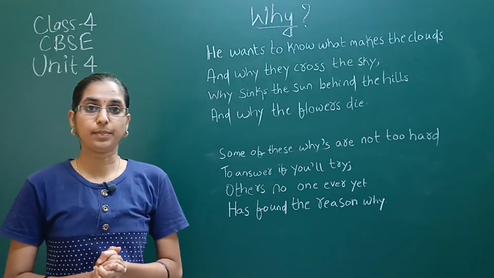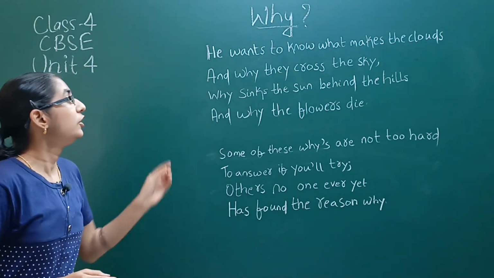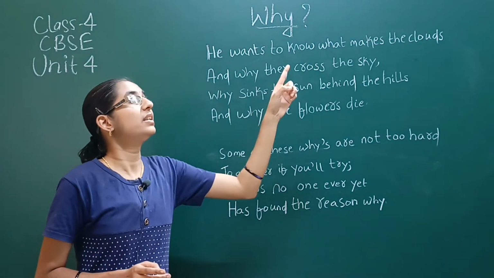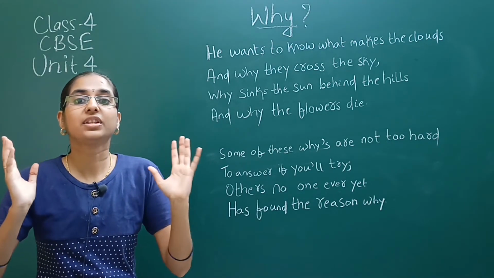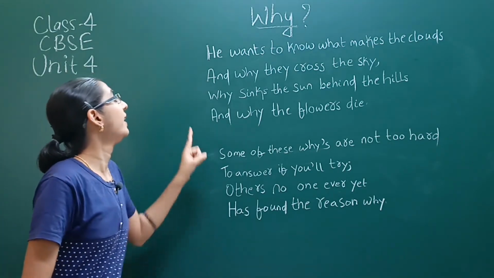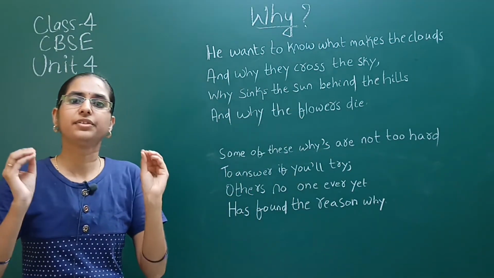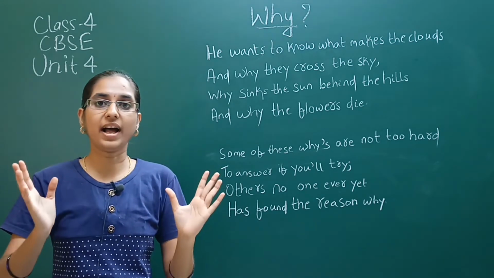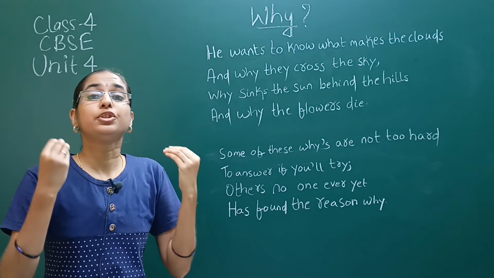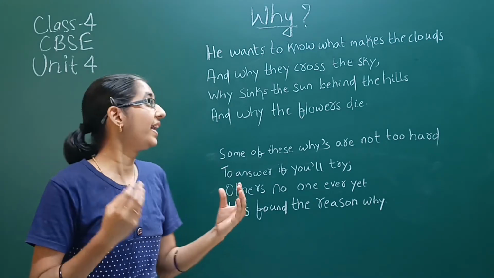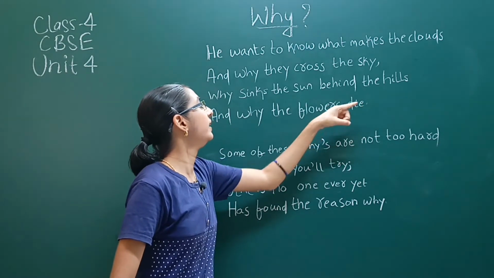So, in this poem, the small little boy wants to know what makes the clouds. He wants to know how the clouds are formed in the sky and why they cross the sky. Even if the clouds are formed in the sky, why should they start moving in the sky? Why sinks the sun behind the hills?